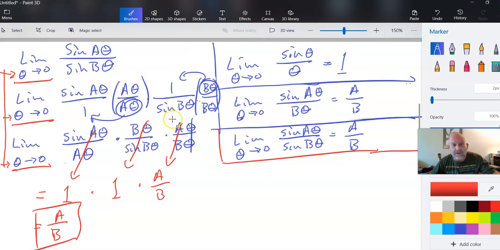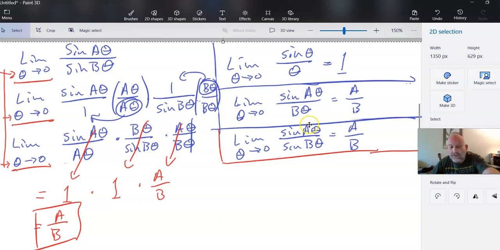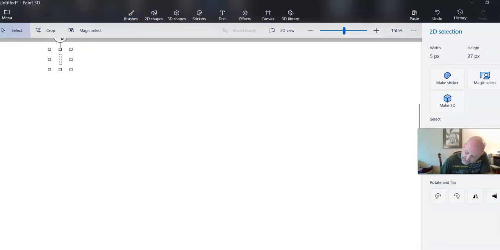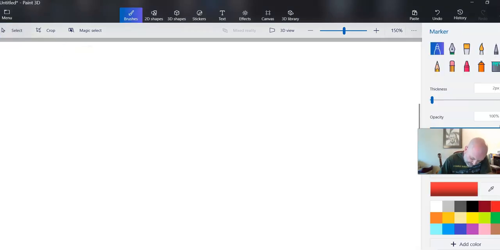Okay, so let me clear this off. I'm just going to clear off everything. Okay, so let's suppose you're walking down the street and someone jumps out from behind a dumpster and hands you this limit. Let's try that again. There we go. Let's say it's the limit as x goes to 0 of tangent 2x over x.